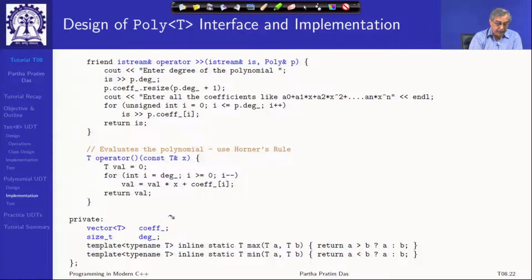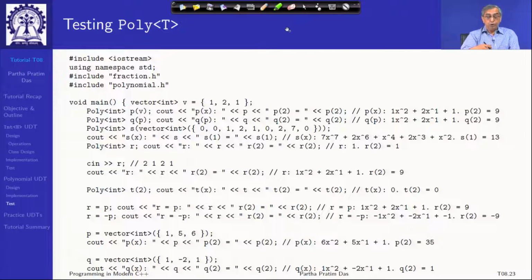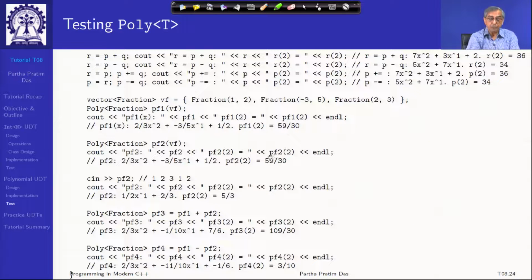setting up together. Here are the data members, and two convenience functions, min and max. You can also use library functions from the standard library, but I just wanted to keep everything within this class. So, with this you can write the test code, constructing different polynomials, reading polynomials from input, negating polynomials, adding polynomials, subtracting polynomials, and so on.